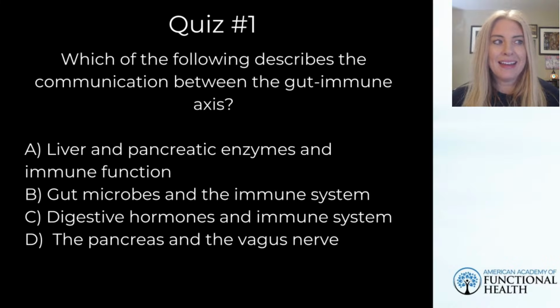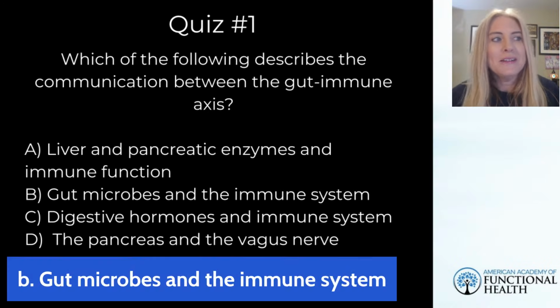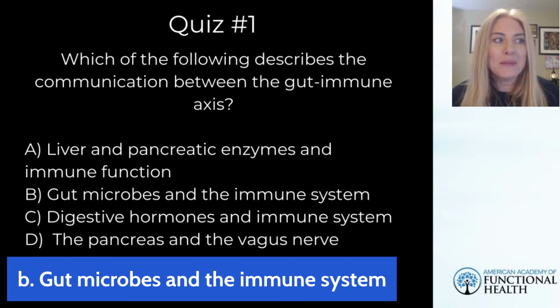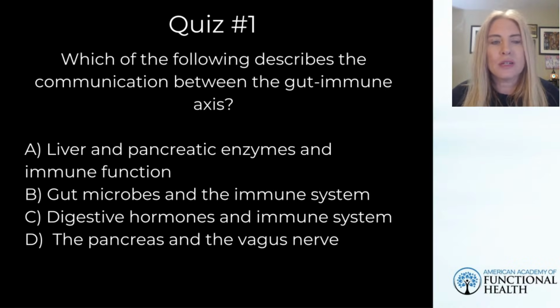So I can't hear you guys out there, but what I can tell you is it's B, ding, ding, ding. So if you answered gut microbes or gut microbiome and the immune system, you're right. So the gut immune axis refers to that powerful two-way communication system between the GI system and the immune system. To better understand it, we have an illustration here.